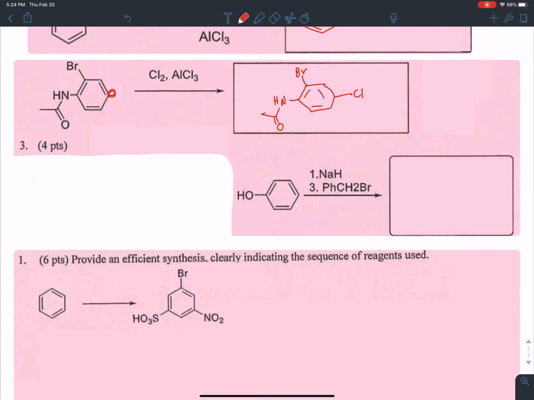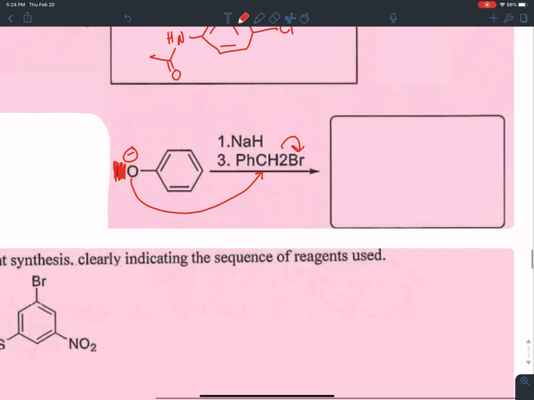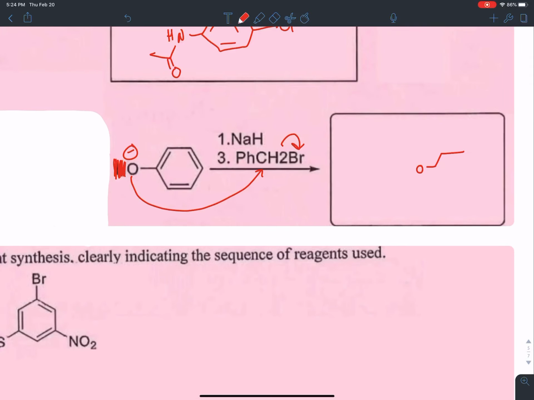Next question. If I put this through NaH, that takes the H off, thereby giving you O-, which will attack your CH2, making the Br leave. So what we form here is my oxygen with the benzene. This attacks a CH2, which is connected to a Ph. Now if you want to make the Ph, you can make the benzene here too. There you go. Like that.